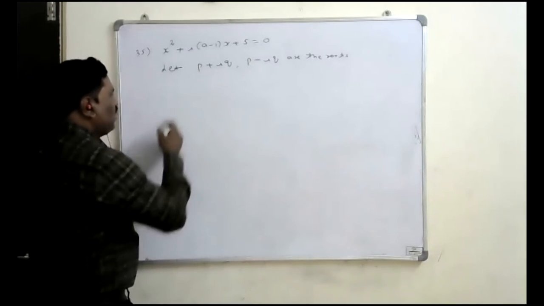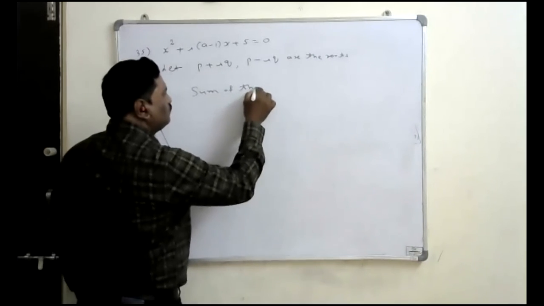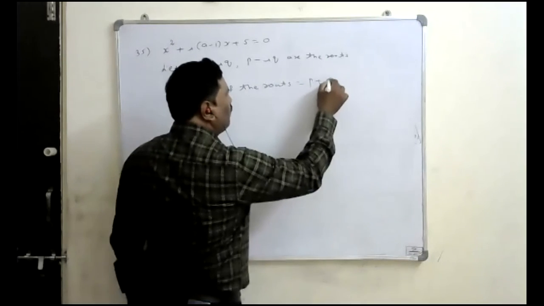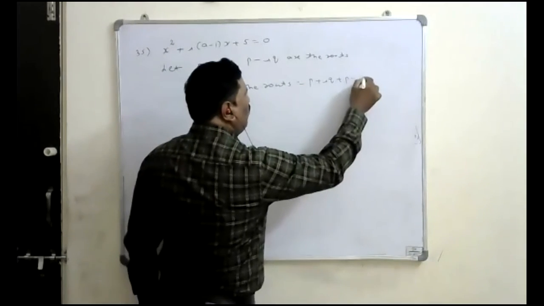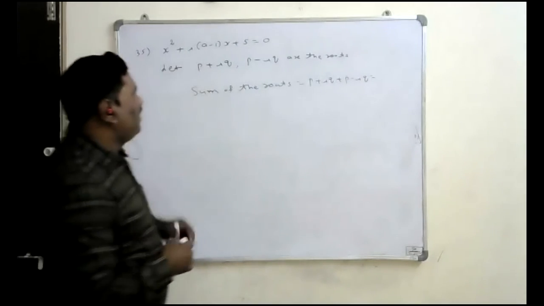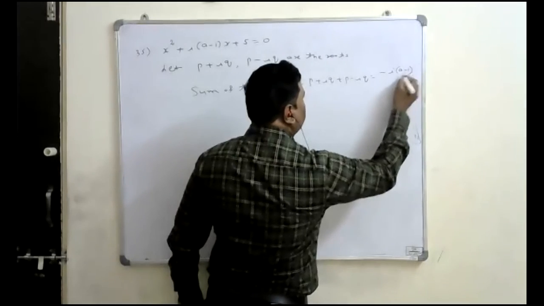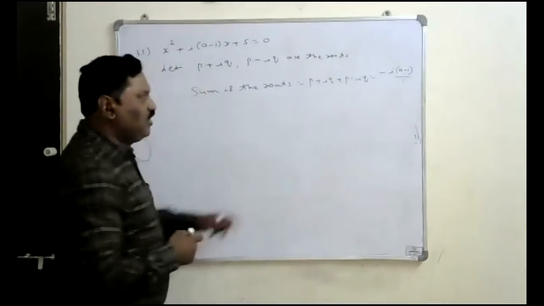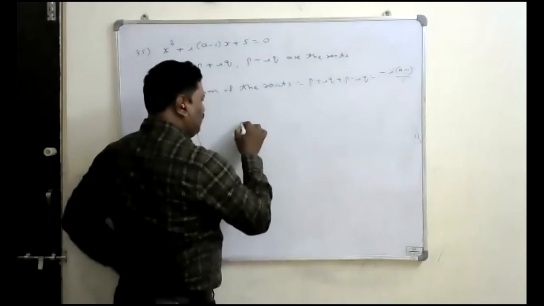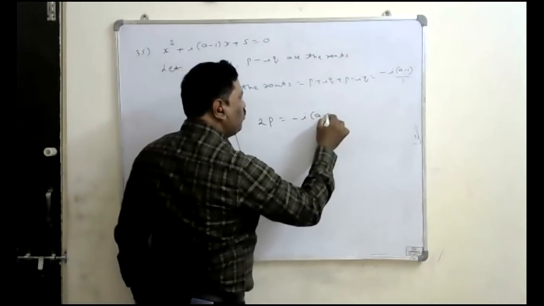If these are the roots, now tell me what is the sum of the roots? Sum of the roots: p plus iq plus p minus iq is equal to minus b by a, no? What is minus b by a here? Minus i into (a minus 1) by 1. So the iq gets cancelled. That means 2p is equal to minus i into (a minus 1).